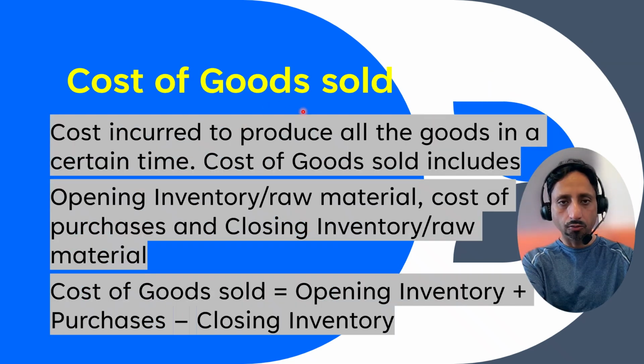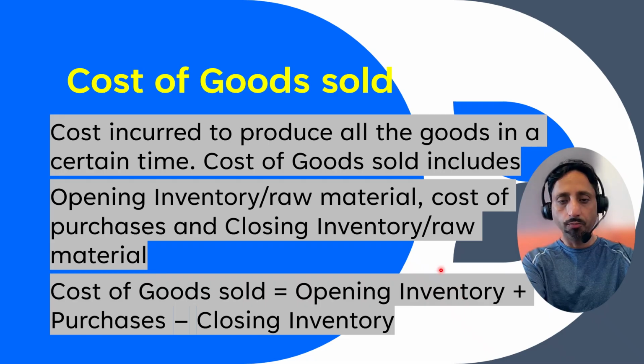Cost of goods sold is also called cost of sales. Now, this is the cost a corporation incurs to produce all the goods in a certain time period. So, whatever the production cost, that comes under cost of sales. Now, how you calculate cost of sales? So, the formula is opening inventory, and then you have to consider cost of purchases, and you have to consider closing inventory. So the formula is cost of goods sold is equal to opening inventory plus purchases minus closing inventory.